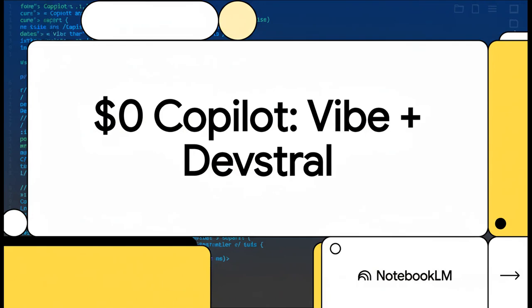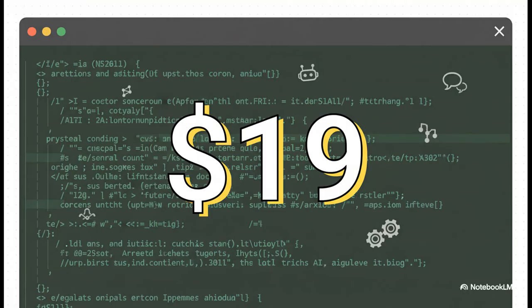So, are you paying GitHub 19 bucks a month for Copilot? What if I told you there's a powerful, completely private alternative that runs right on your own machine? Today, we're going to look at a setup that can understand your entire project, edit multiple files at once, and, get this, costs absolutely nothing. Let's dive in.